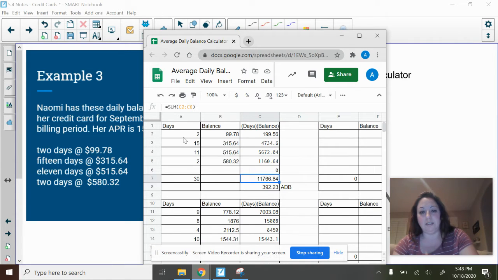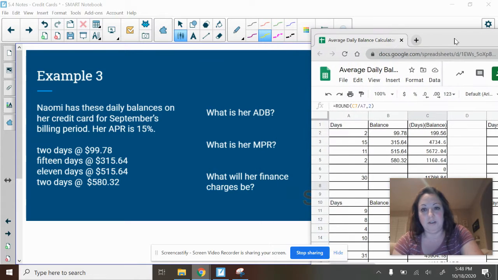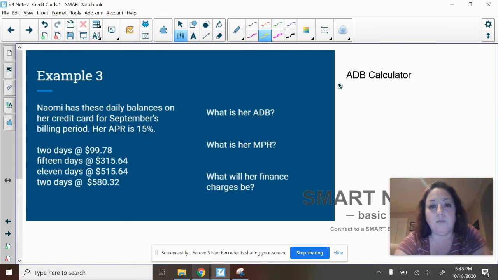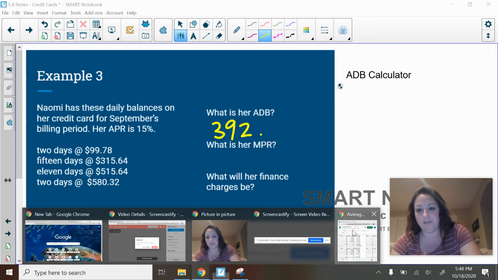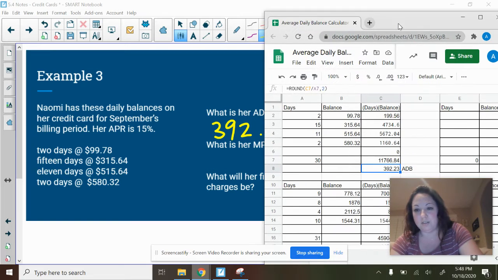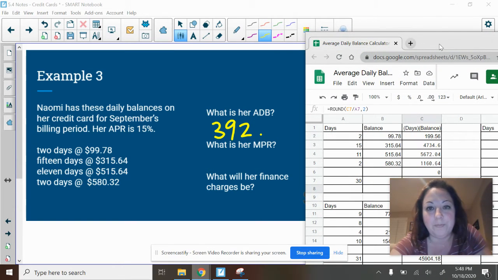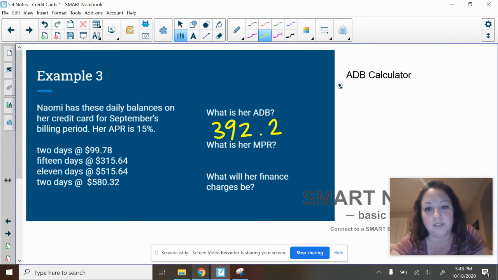And when I take this 11,766.84 and divide by 30, there's my average daily balance, $392.23. That's the very first thing that it asked me to find. So I'm going to go ahead and write that down. 392. Sorry, guys. Can I remember things from one screen to the next? 23. Good thing I checked it. I was going to put the wrong cents. Okay. Typing in all my days and typing in all my balances into the calculator does all the work for me.